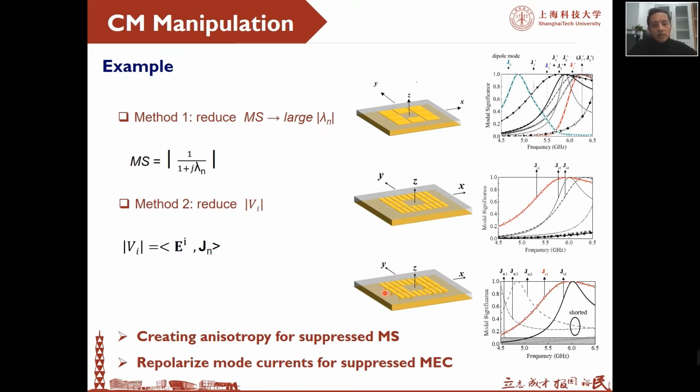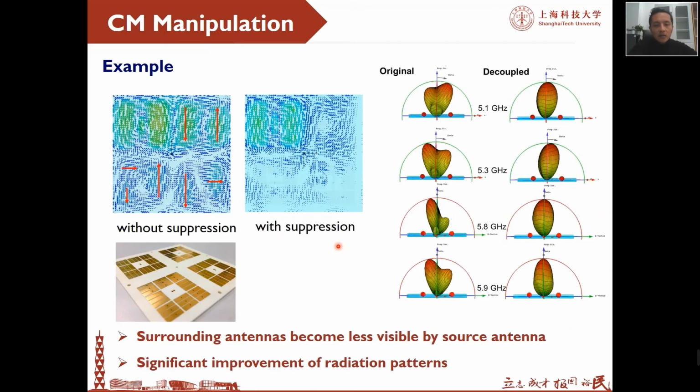So if we selectively short some of the unit cells to the ground, the current will be mostly concentrated on the surface of the vias. In that way, we will have a quite small mode excitation coefficient for the unwanted modes. For more detail, you can check these papers, which will be listed in the last few slides.